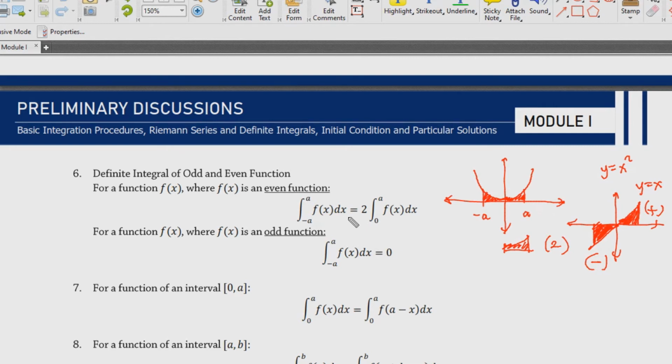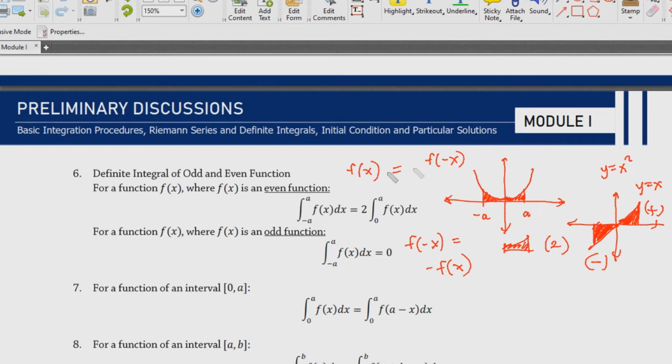Now, paano ba mag-check kung odd or even? So remember, pag even function, if you let your f of x, and I mean if you try to find your f of negative x, that should still be the same, f of x. But if you try to make this f of negative x and your result is negative of f of x, that is negative nung buong equation original, then this one is an odd function.